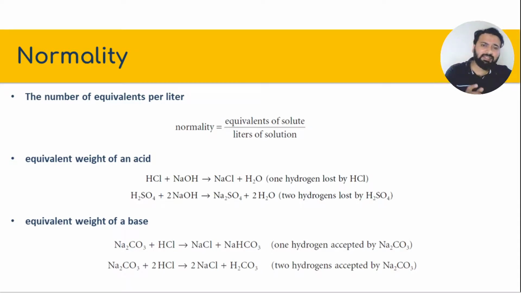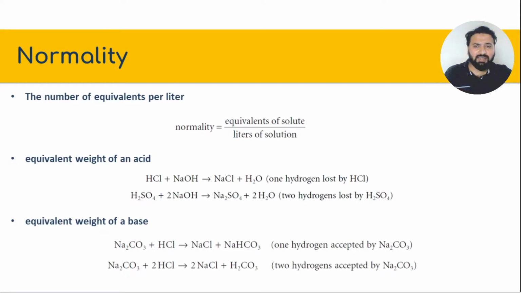So just like in the first reaction, sodium carbonate, when it reacts with hydrochloric acid, gives sodium chloride plus sodium bicarbonate. Here the sodium carbonate has accepted one hydrogen. So sodium carbonate accepted one hydrogen.